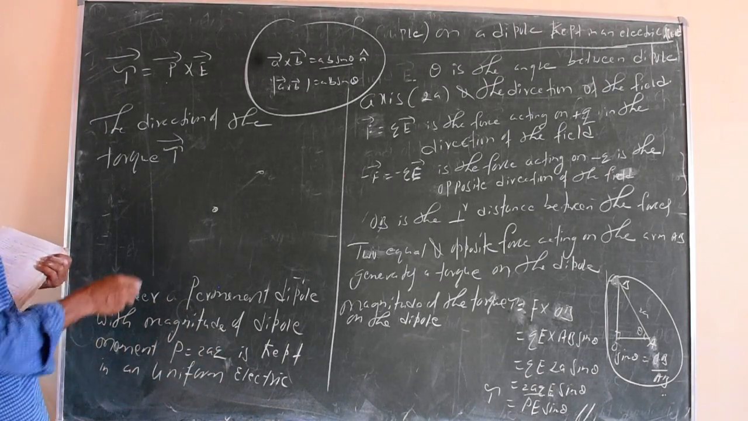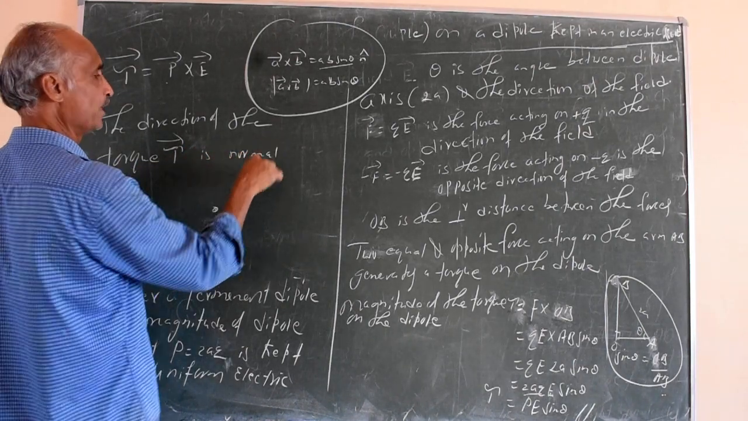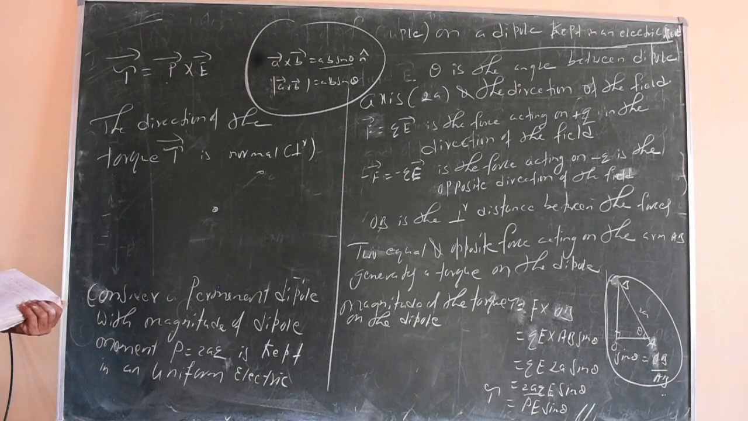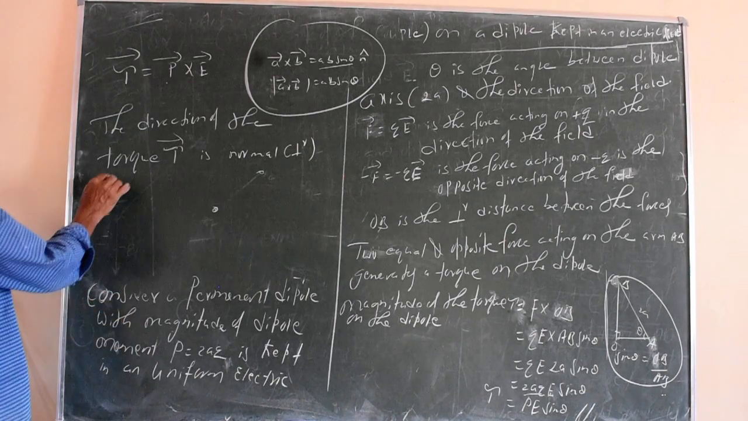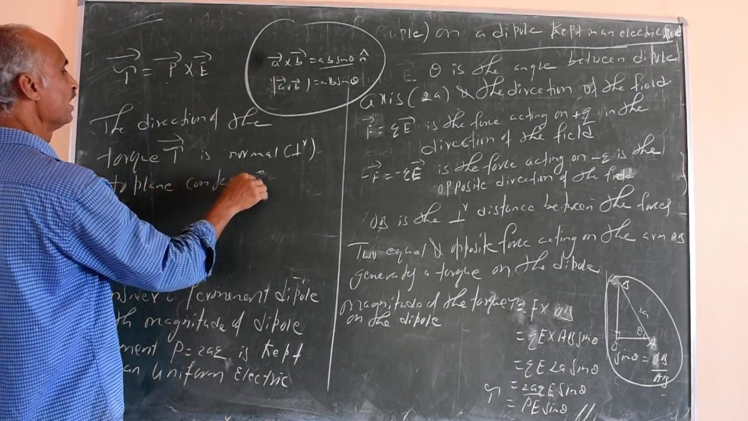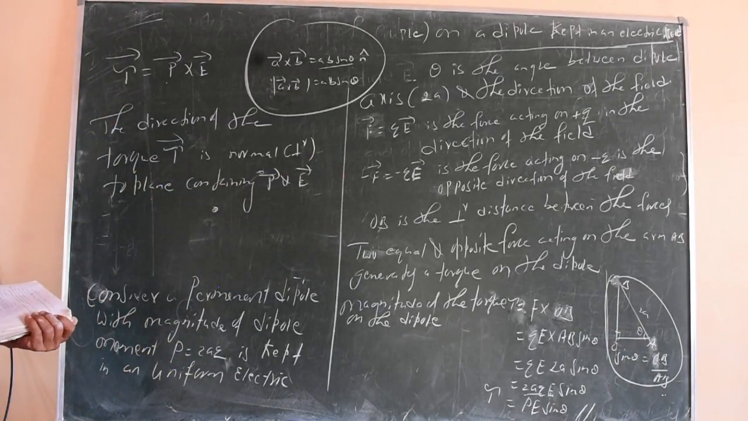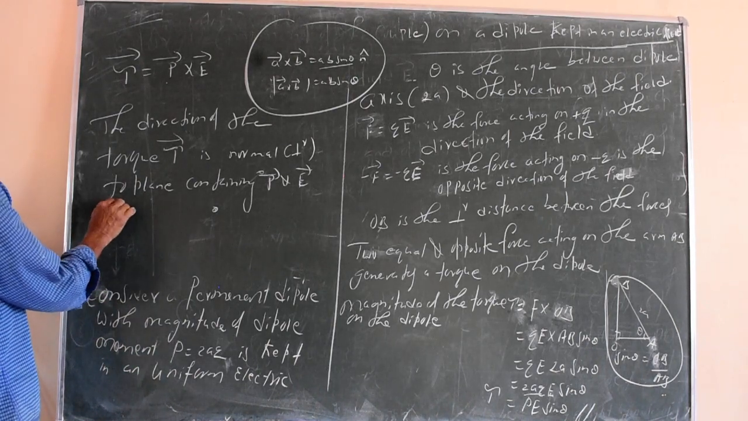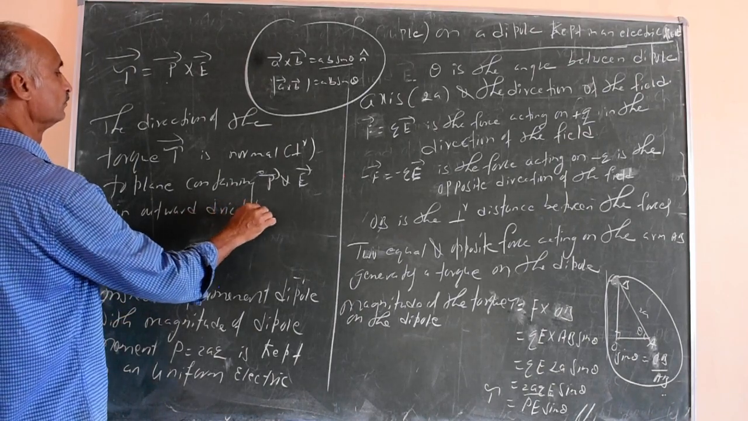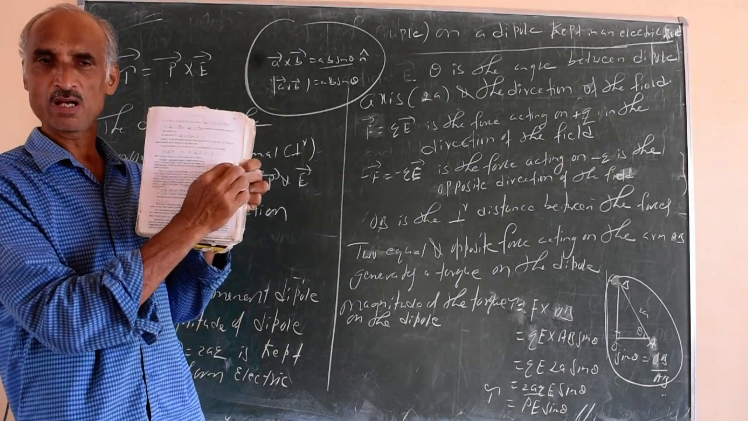The direction of the torque bar is normal. Normal means perpendicular, perpendicular to the plane containing P bar and E bar, in the outward direction. Outward direction means the plane containing P bar and E bar.